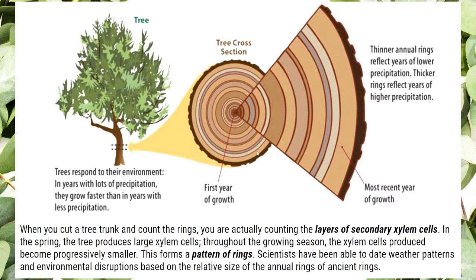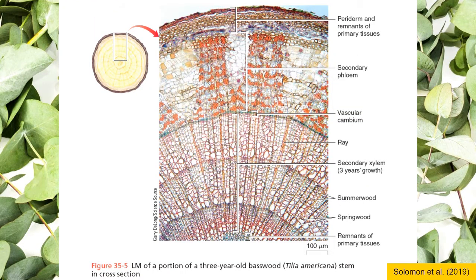New cells are produced every year, and the most recent years of growth are found on the outermost layer. Thicker rings reflect years of higher precipitation, so those are the layers of secondary xylem cells that were able to soak up lots of water during that season. Thinner rings reflect years of lower precipitation. If you count how many summers have passed, that more or less tells us the age of the plant. Scientists have been able to date weather patterns and environmental disruption based on the size of the annual rings of ancient rings in very old plants and trees.